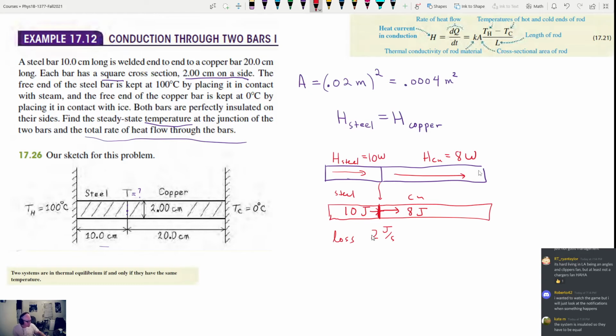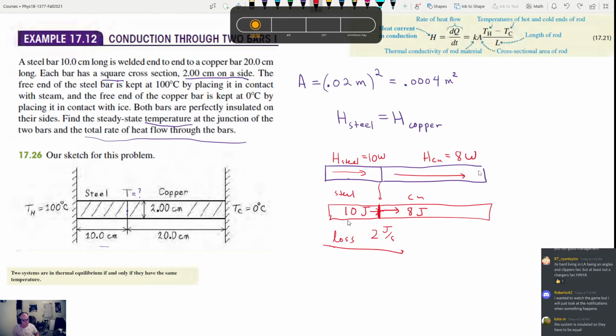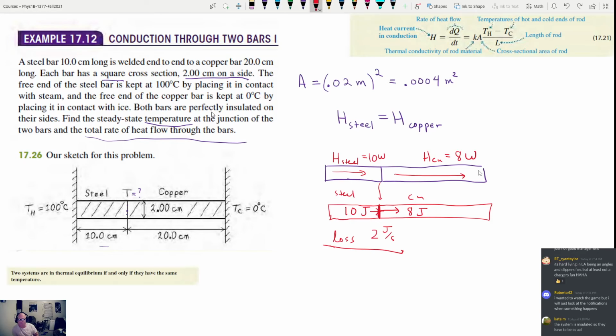And as Kate was saying, it's insulated. So we can imagine that this loss was due to energy being radiated out into the environment, right? But if they're insulated, that can't happen, right? It said somewhere here, both bars are perfectly insulated. So, due to the fact that energy has to be conserved, this isn't possible. Does that make sense to you all? Yeah. Okay.